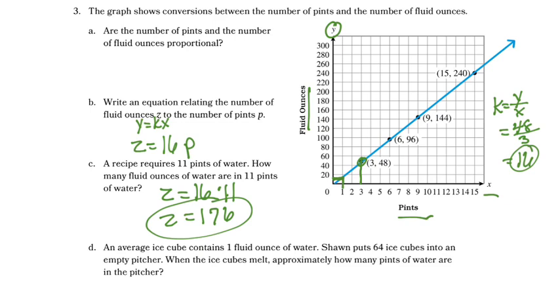Next one says an average ice cube contains 1 fluid ounce of water. He puts 64 ice cubes into the pitcher. When it melts, approximately how many pints? So now we're looking for the pints. They're giving us the ounces.